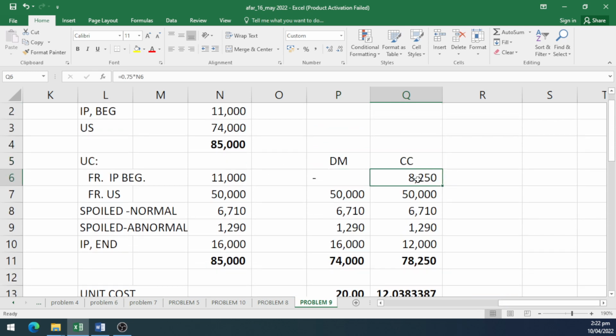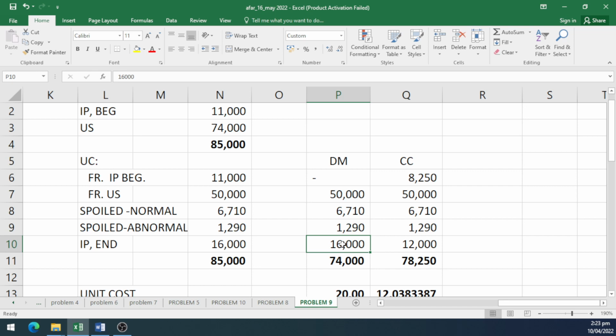So this one is 75% of 11,000. The units completed from the units started this month, 50,000, are always 100%. Spoiled, normal, detected at the end of the process, so 100%. Same with abnormal, 100%. Our ending work in process is 100% as to materials.